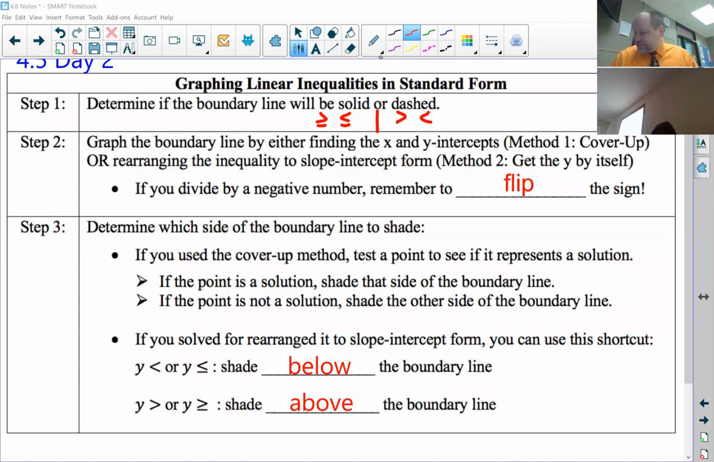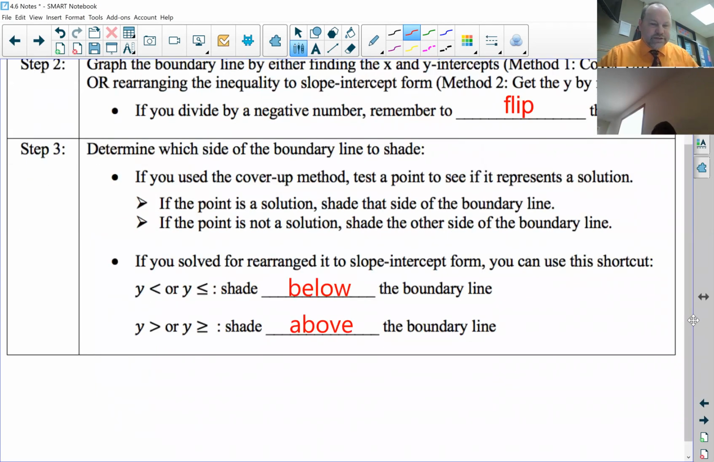If instead you decided to rearrange and get the y by itself, then you can use the shortcut. Y is less than or equal to, we'll shade below the line. Y is greater than or equal to, we shade above the line. And as I said, we're going to do now two inequalities. So we're going to actually have to go through that process twice.